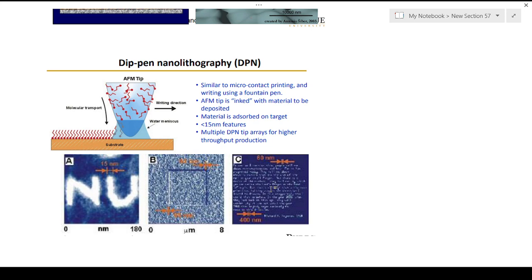Again we will be utilizing the AFM tip, and we will be putting some ink. Ink means any material you want to deposit over here. In that process the molecules will be transported to the substrate, and you can see that over here. So that is another type of lithographic method, which we just talked about.